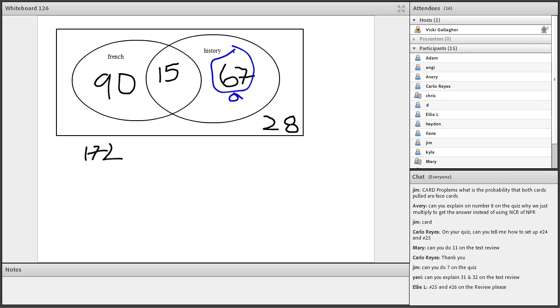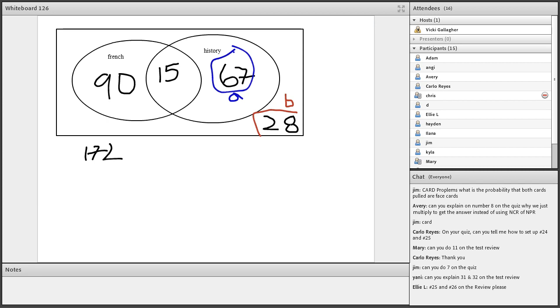There's 67 people studying history but not French. And then letter B says, how many students are not taking history or French? And that's this last number that we got out here. 28 people are not taking either of them.